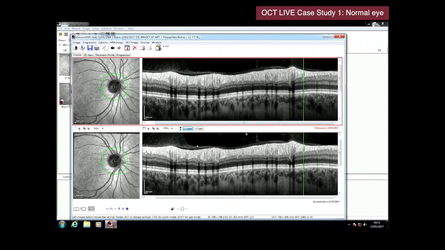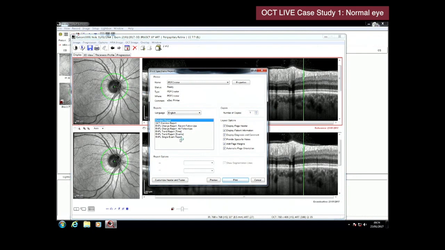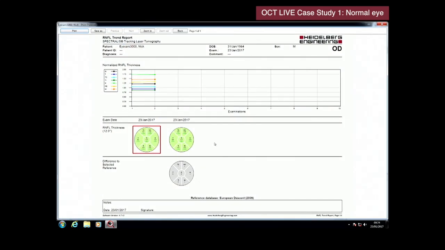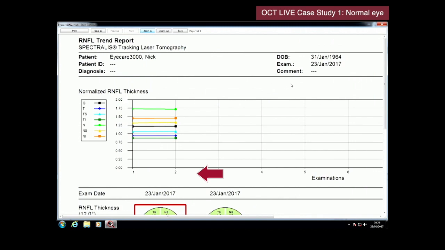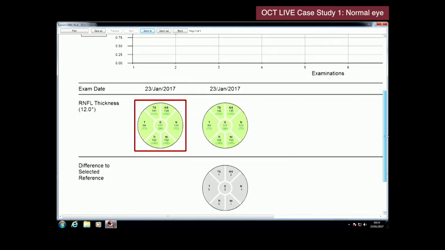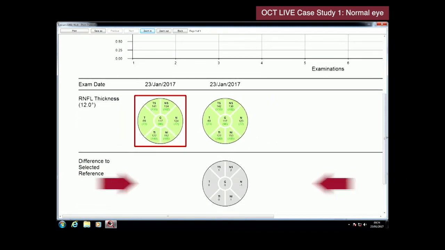But if we go to printing a report now, Phil, if we can go to print a trend examination by exams, that's it. Okay, this is our baseline examination, this is our follow-up, and this is our change, and this is where I put my head in the lion's mouth. And we sure enough have achieved 1 to 2 micron variability between scans.